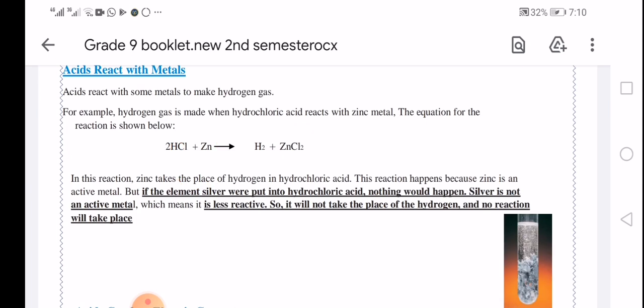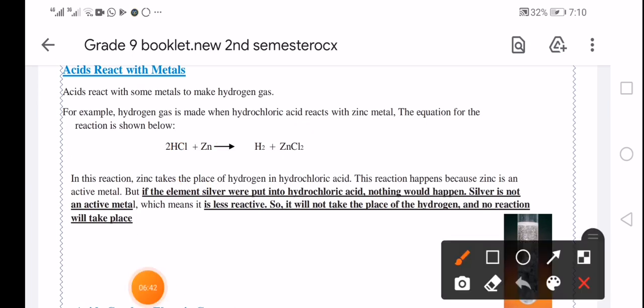This reaction happened because zinc is an active metal. But if the element silver were put into hydrochloric acid, nothing would happen. Silver is not an active metal, which means it is less reactive, so it will not take the place of the hydrogen, and no reaction will take place.